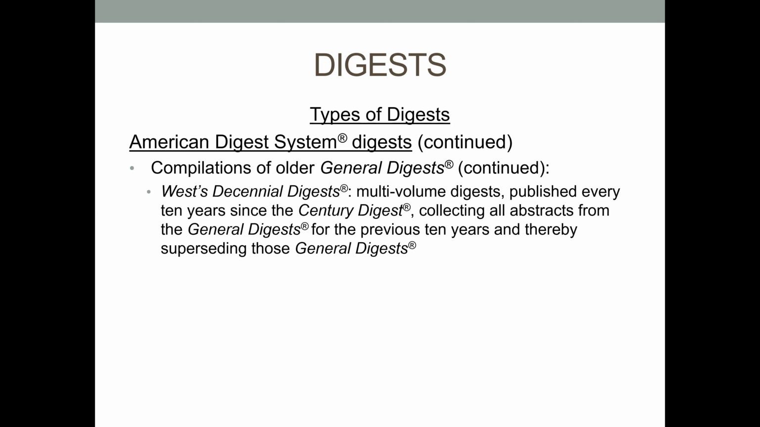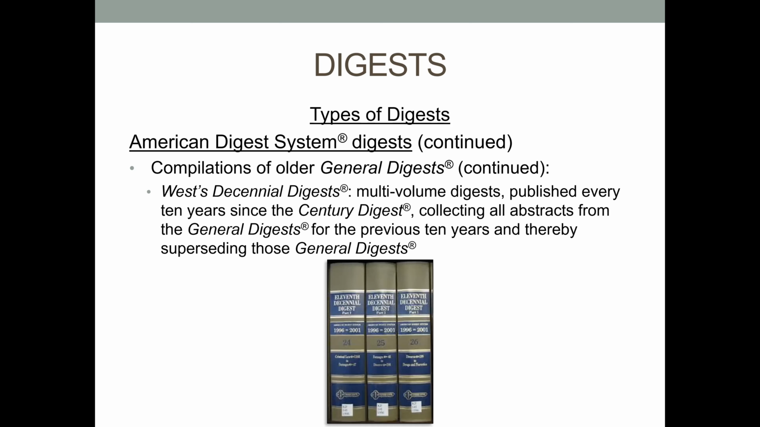And a decennial digest is a multi-volume digest, again, published every 10 years, that collects all the abstracts from the monthly general digest volumes and therefore replaces those volumes so that they are now in a synthesized collection. And here is a picture of what the spines of the 11th decennial digest look like. You'll see these cover cases and abstracts from 1996 through 2001. Just an example of what they look like.